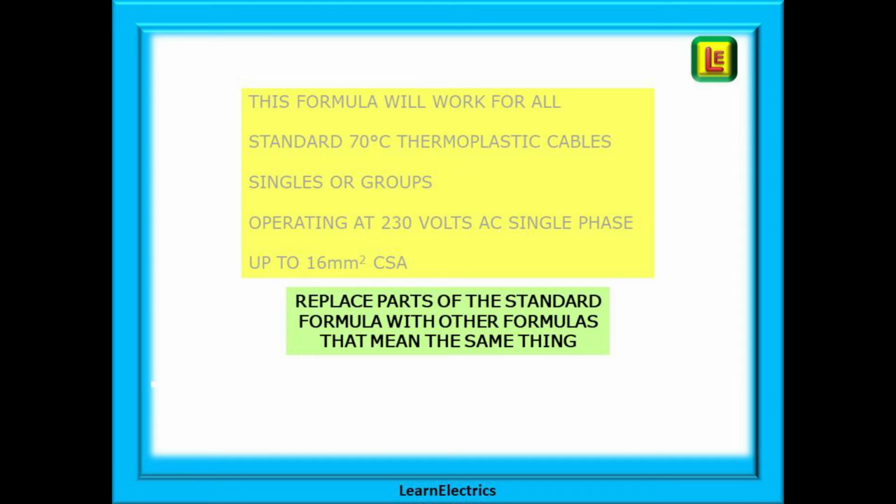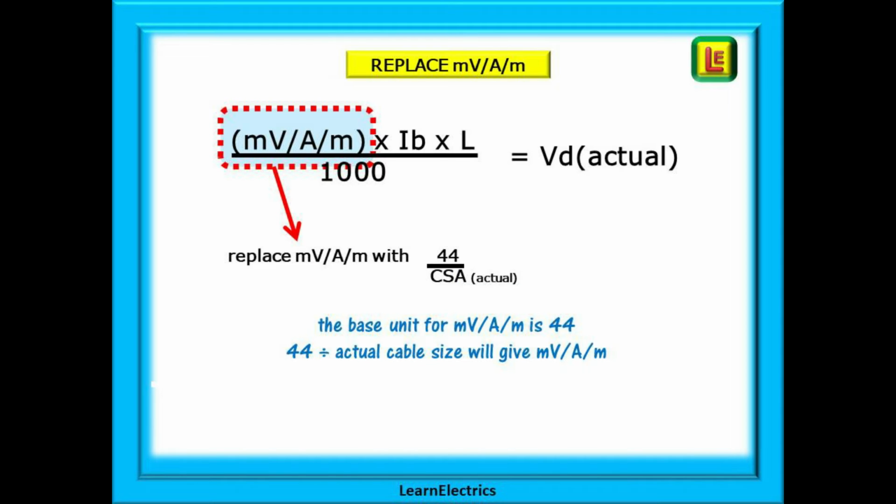What we are going to do is to replace parts of the standard formula with other formulas that we already know and that mean the same thing. This is manipulation of formulas. Start with the MVAM part. The base number for this is 44 and it relates to a CSA of 1mm. We can replace MVAM with 44 over CSA.